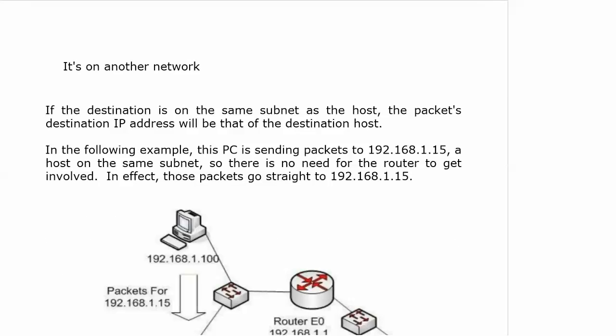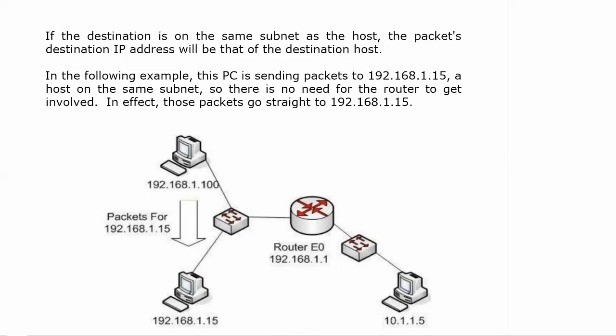No gray area there. Now, if the destination is on the same subnet as the host, the packet's destination IP address, when it leaves the source host, will be that of the destination. And you might think, well, that makes perfect sense, but that's not always the case. But here, the PC at 192.168.1.100 is sending packets to the host at 192.168.1.15. It's a host on the same subnet.